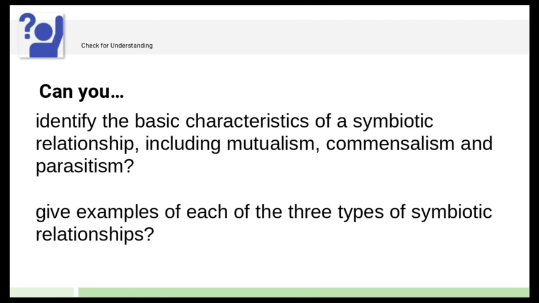And you need to ask yourself the following questions. Can you identify the basic characteristics of a symbiotic relationship, including mutualism, commensalism, and parasitism? And can you give examples of each of the three types of symbiotic relationships? If you can, you're good to go.